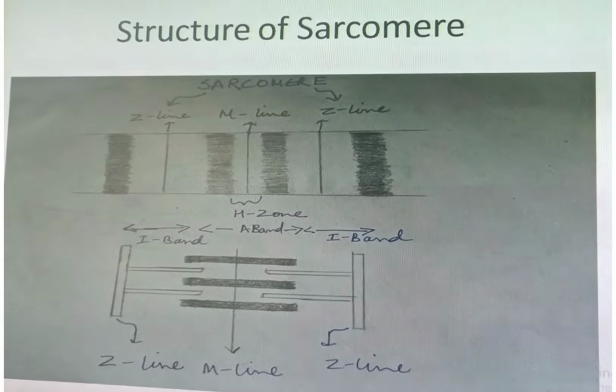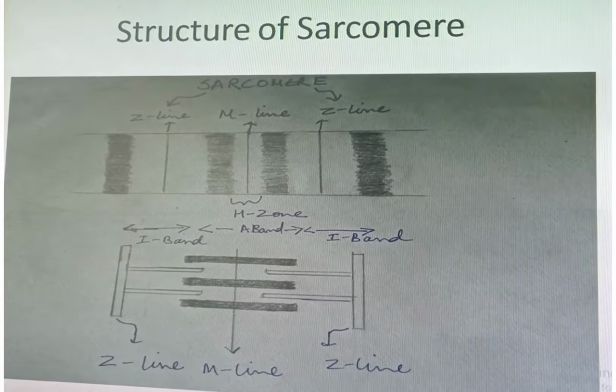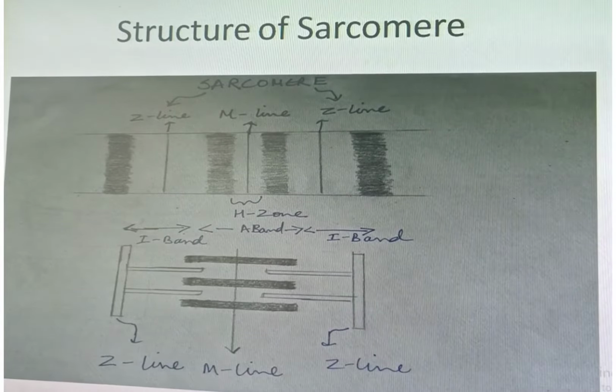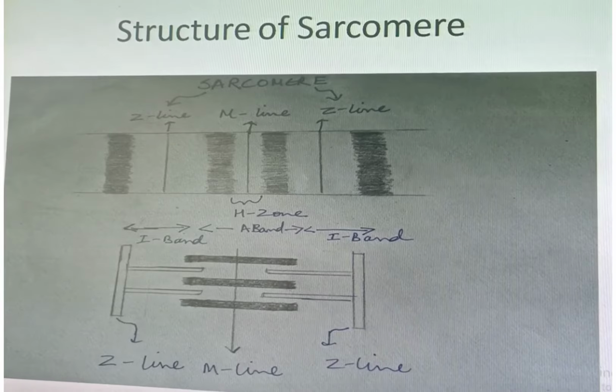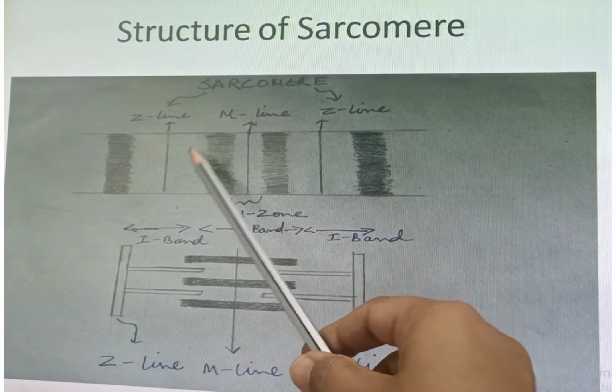Now let's see the basic unit which is helping in this muscle contraction. The structure of the sarcomere. Sarcomere is the structural and functional unit of the myofibril. A single myofibril may be composed of hundreds and thousands of sarcomeres, and they are joined end to end. Each myofibril has thick and thin filaments which are arranged in a repeating pattern. So the sarcomere is defined as the portion of muscle fiber which lies between two Z lines.